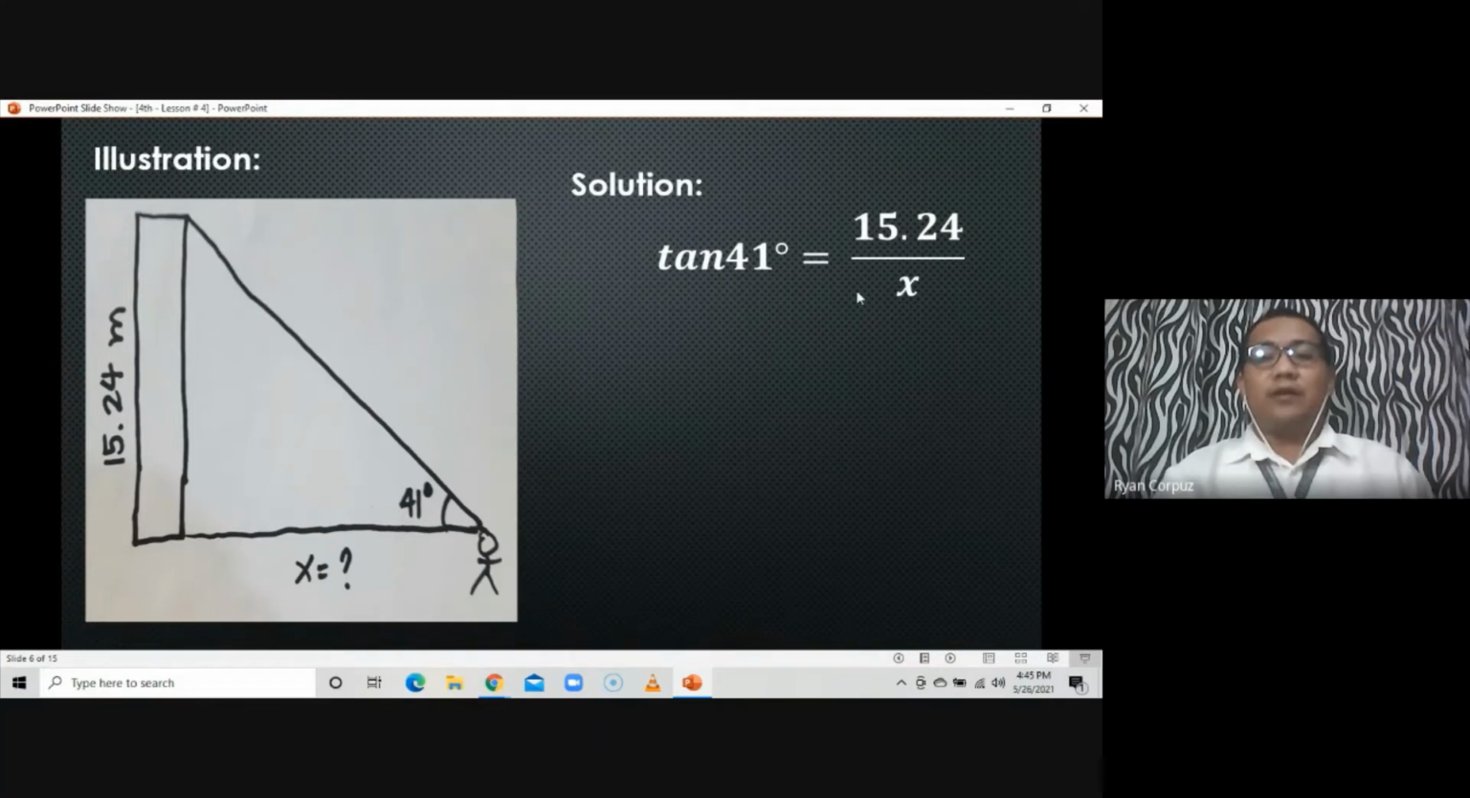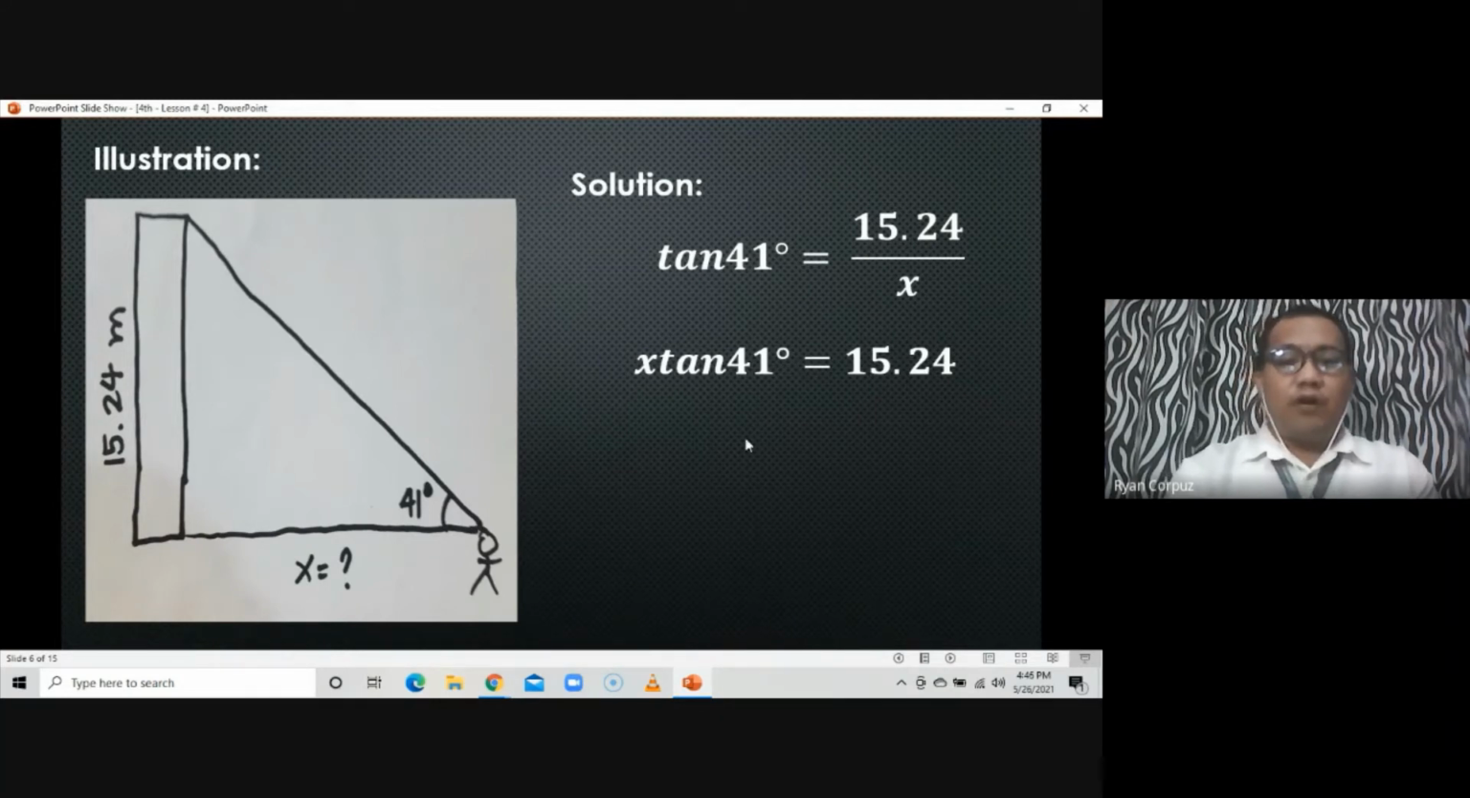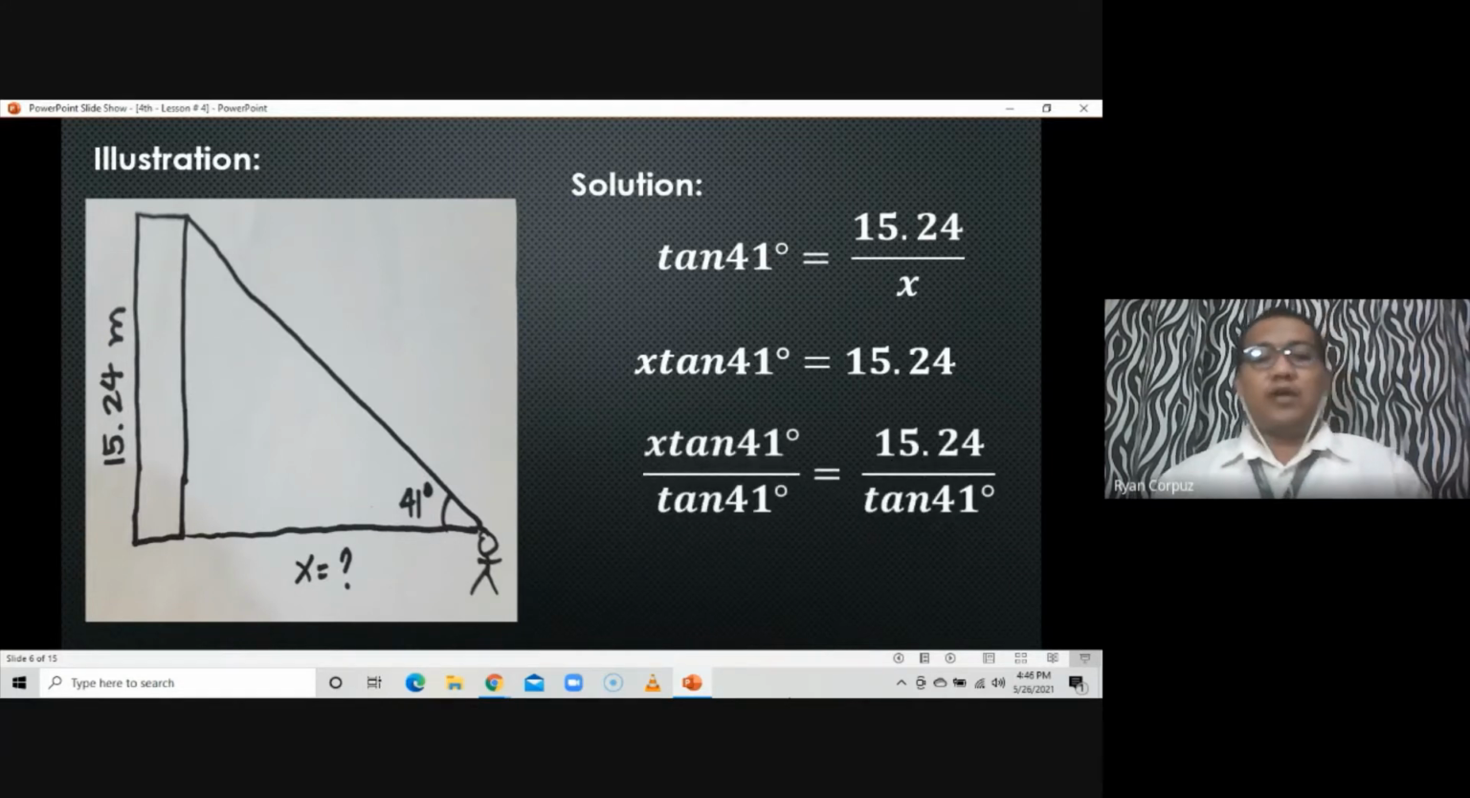So tangent 41 degrees times x will come up with x tangent 41 degrees, or pwedeng tangent 41 degrees x, is equal to 1 times 15.24, magiging 15.24. Kaya magiging ganito yung equation natin. That is x tangent 41 degrees is equal to 15.24. So what we are looking for is x. X there is still accompanied by tangent 41 degrees. So if we want to eliminate tangent 41 degrees here, we have to divide both sides of the equation by tangent 41 degrees.